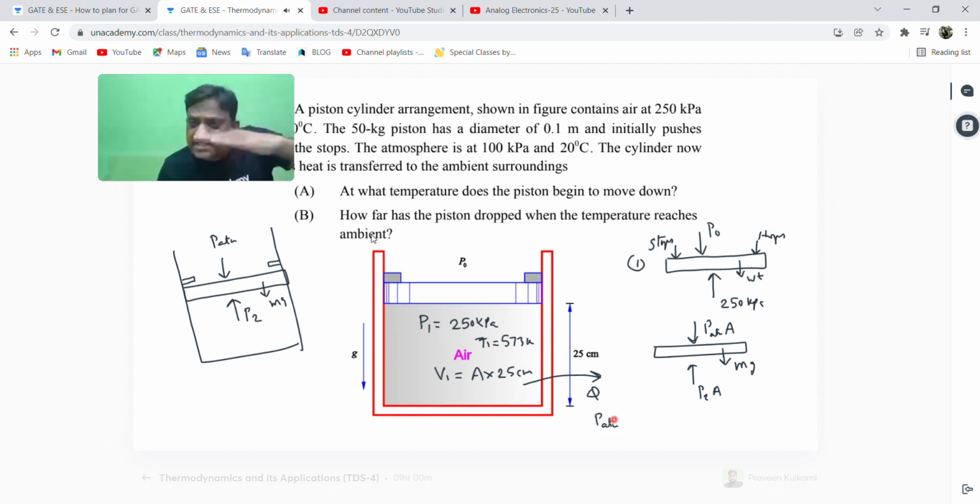Now when it is losing the contact, about to lose, what is the volume? See, just as it has lost contact, the volume will remain the same. At that instant, when it is about to lose the contact, the volume will be the same, but the pressures are not the same. Why? Because it is losing contact with the stops. When it loses contact with the stops, only the atmospheric pressure and the weight of the piston will act. So let me calculate the final pressure.